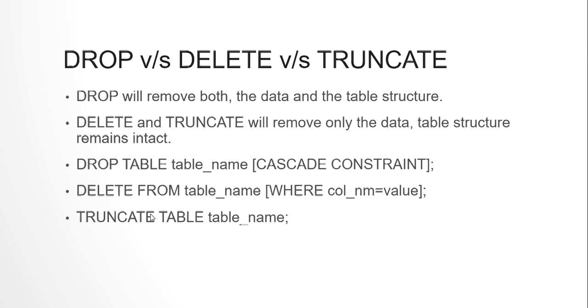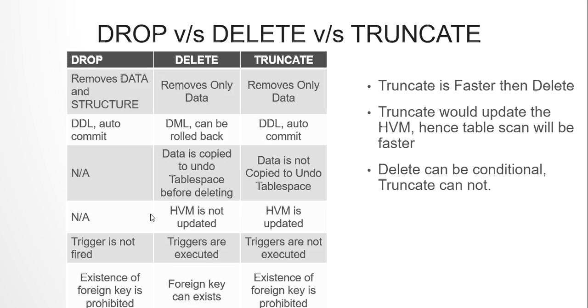Now, drilling down more on these differences, when you do a delete, as I told you, you can roll back the delete, because it being a DML, it allows a rollback. So to roll back, what Oracle does is copy your data first into undo tablespace. So when you do a delete, the data is removed from your table and copied to undo tablespace. This takes time, so it is a little slower than truncate. Now, truncate being a DDL, it's an auto commit, no such copying of data is done, so it is much faster. A truncate is faster than delete.